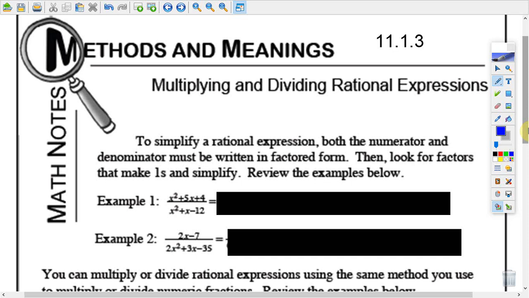So to simplify a rational expression, both the numerator and denominator must be written in factored form. We can't do any simplifying until we get into factored form. So you're really going to need to remember how to do your area model and diamond problems. Alright, so let's take a look at the first example here.